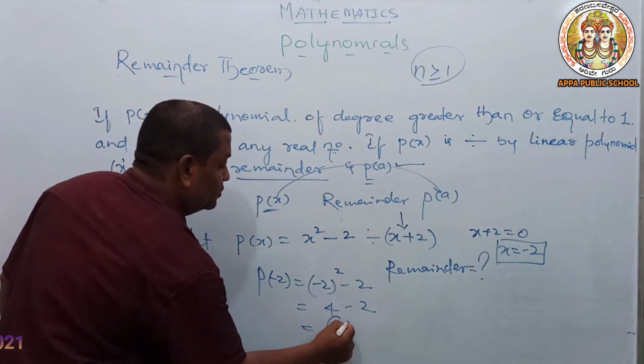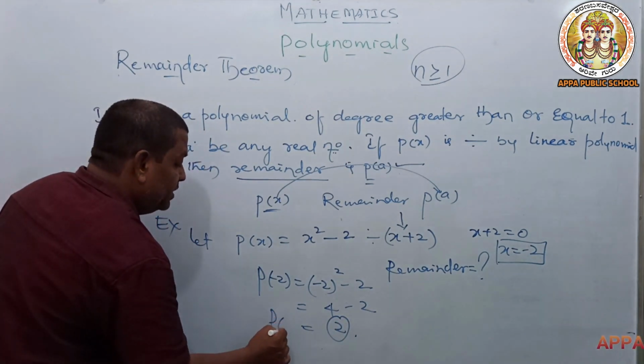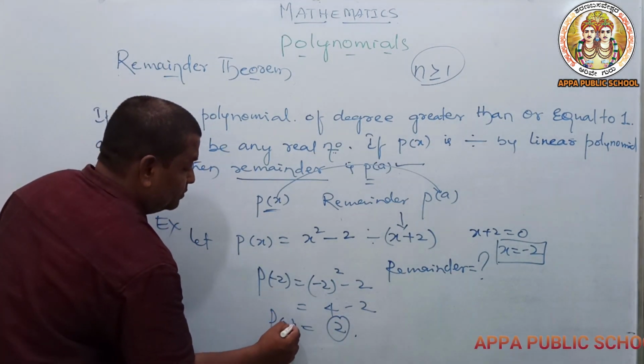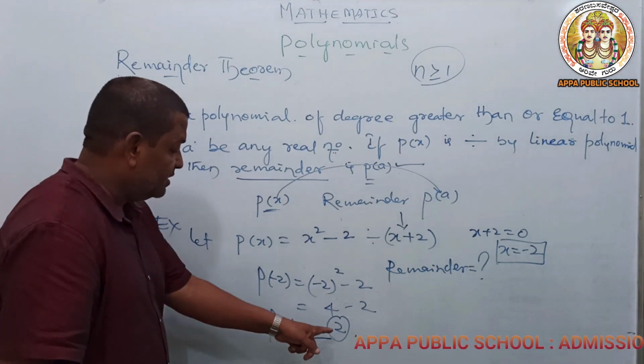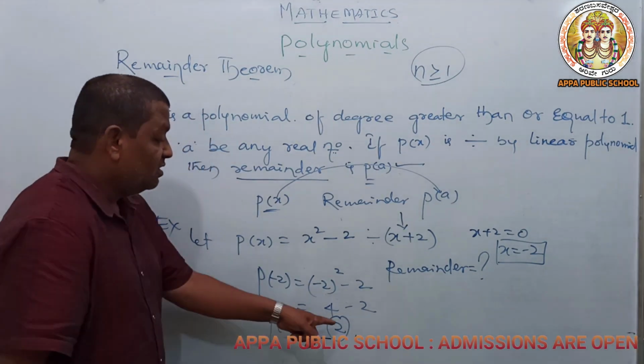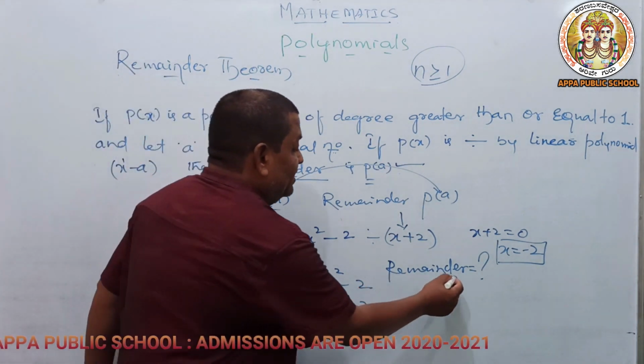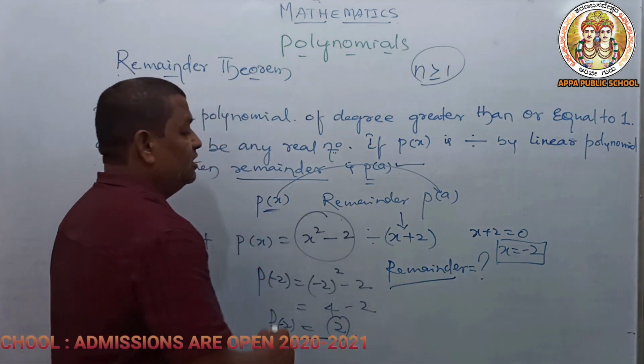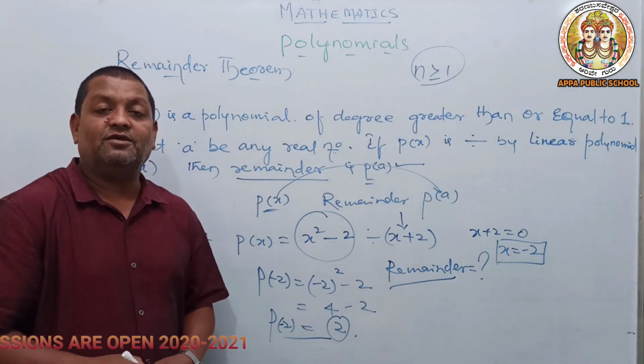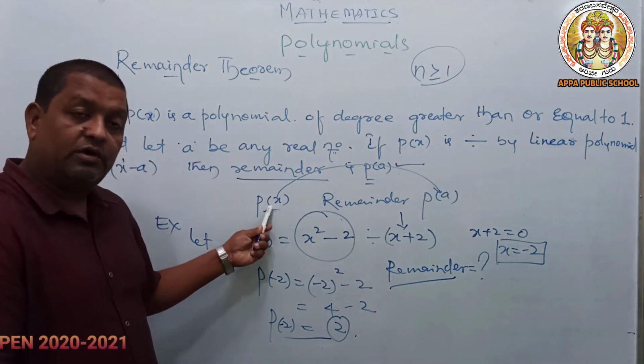That is 2. So p of minus 2 is 2. So this 2 is called the remainder of the expression. That's why it's shown here.